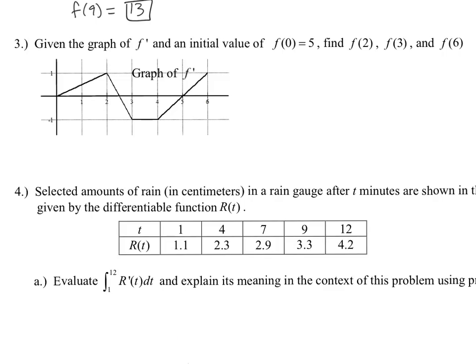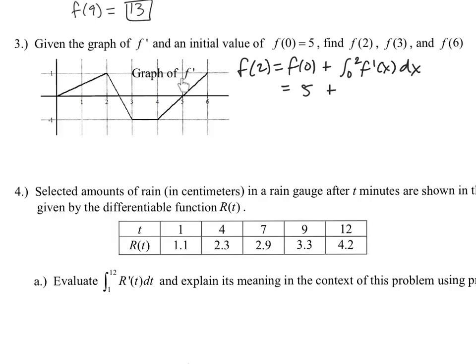Okay, number 3 says, given the graph of f prime and an initial value of f of 0 equals 5, we're going to find f of 2, f of 3, and f of 6. So let's start with finding f of 2, and f of 2 will be equal to that initial value of f of 0 plus the integral from 0 to 2 of f prime of x dx. All right, so f of 0 we're told is 5, and then we need to add to that the integral from 0 to 2 of f prime of x dx.